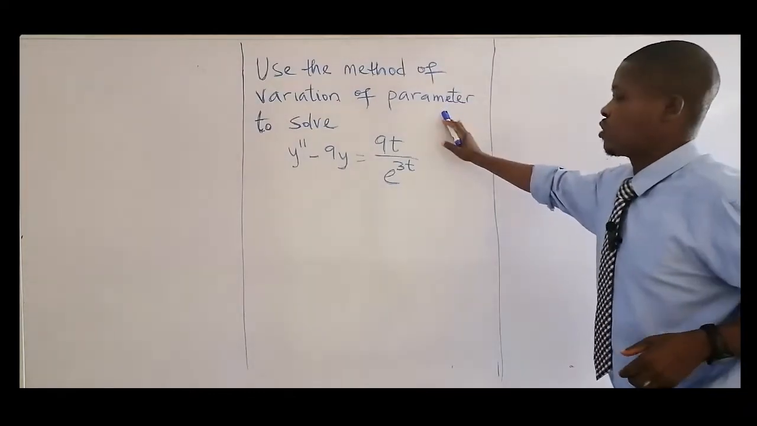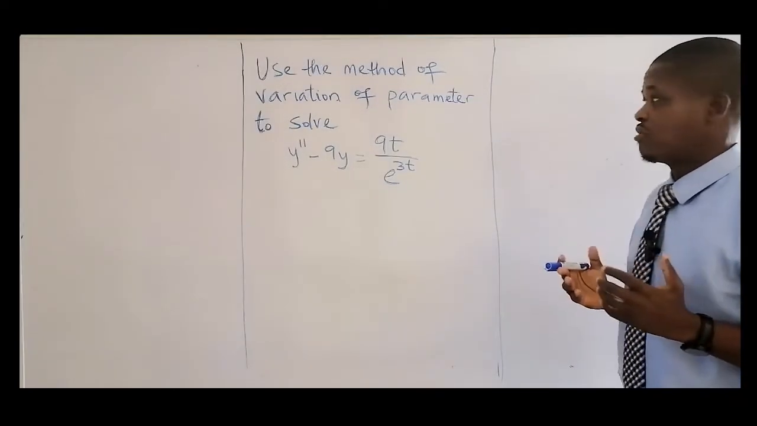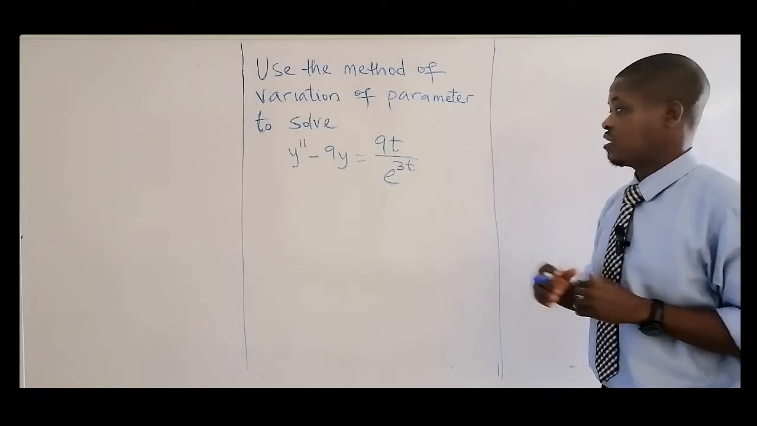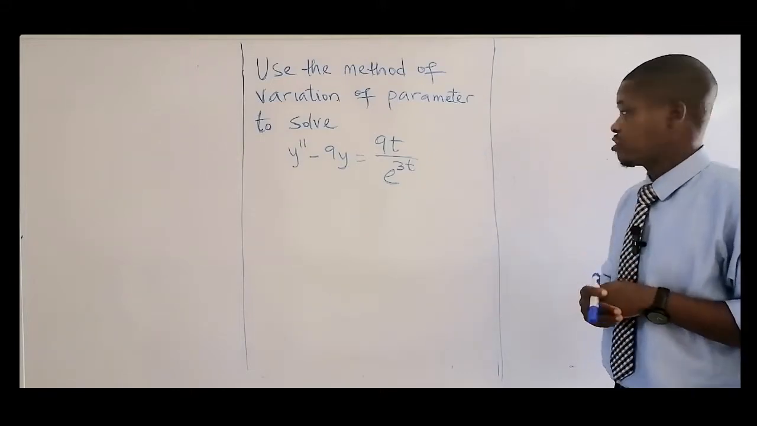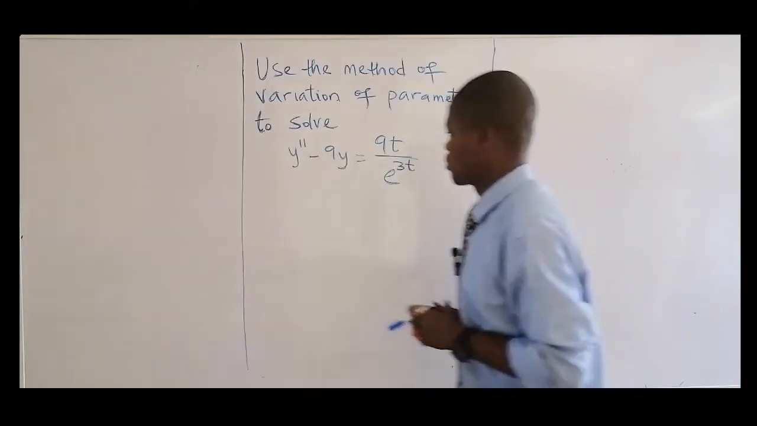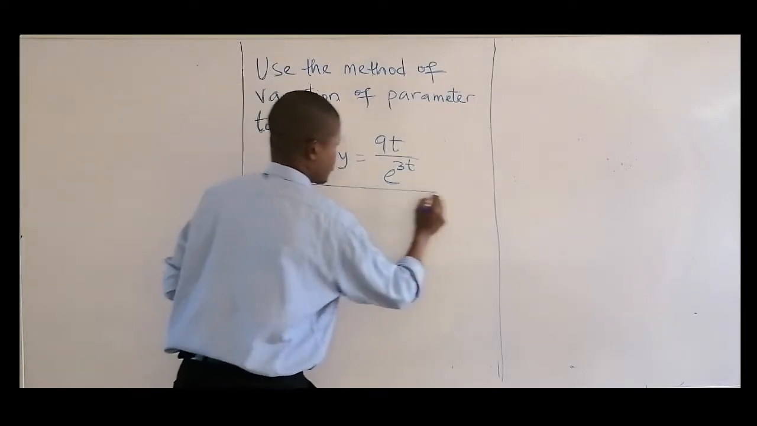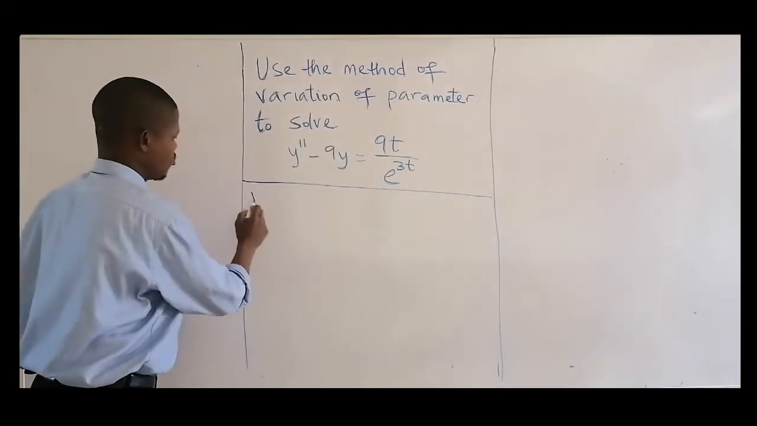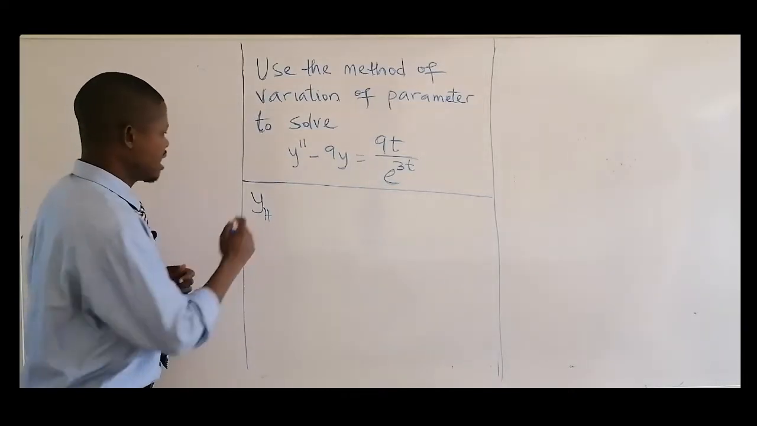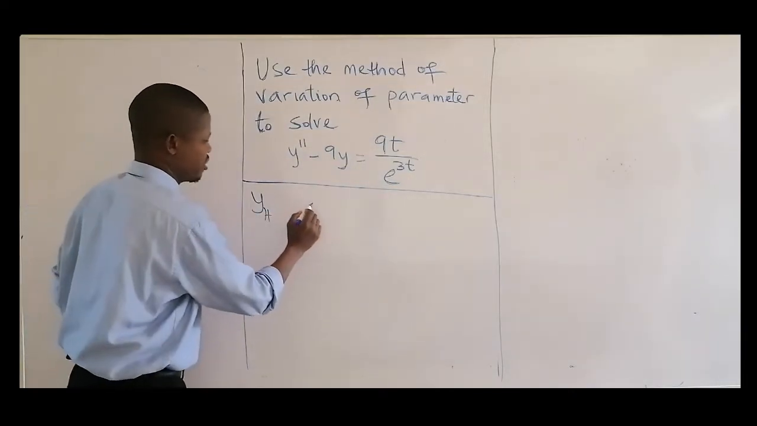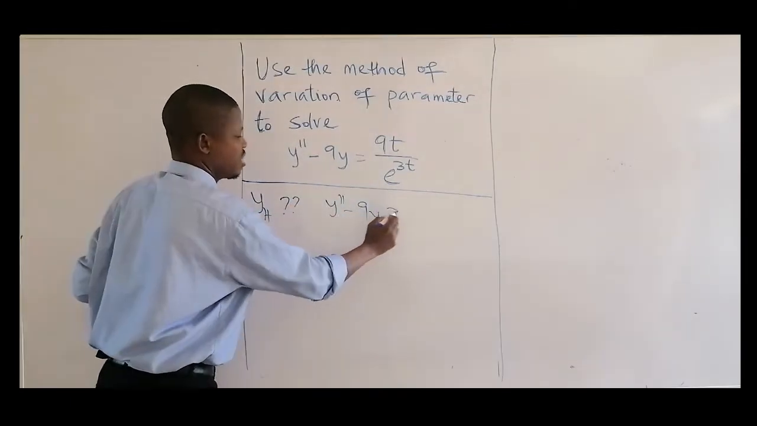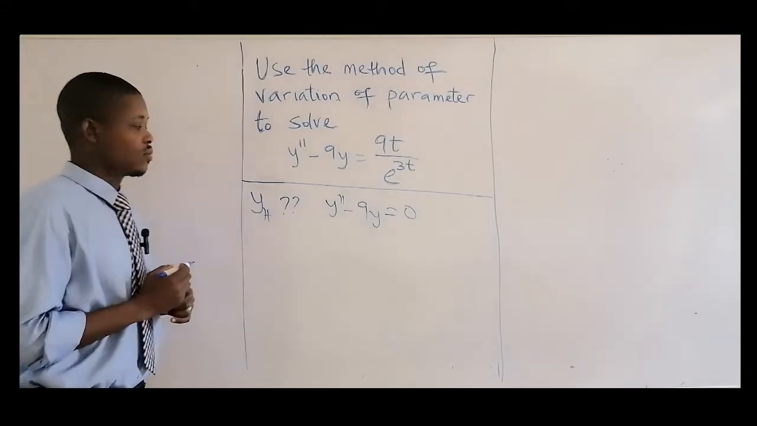Yeah, we're looking at this question. Use the method of variation of parameters to solve this second order differential equation, which is non-homogeneous. As we all know, the first step is to get the homogeneous part of the equation. The homogeneous part is obtained by equating this differential equation to 0.